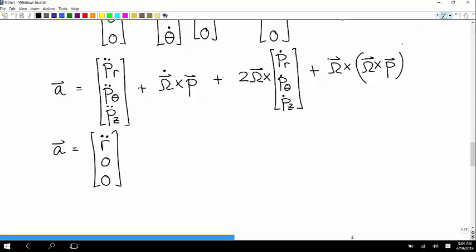And now we're taking the time derivative of the expression for omega. Remember that I mentioned last time that the time derivative of the omega vector is just equal to the time derivatives of the components. And so this is just going to be 0, 0, theta double dot.